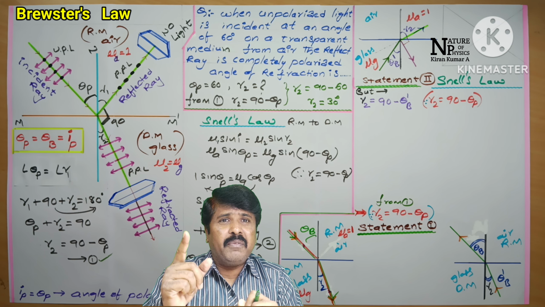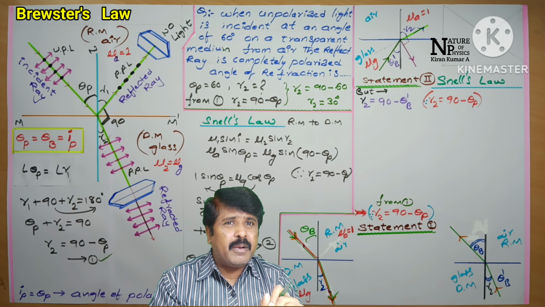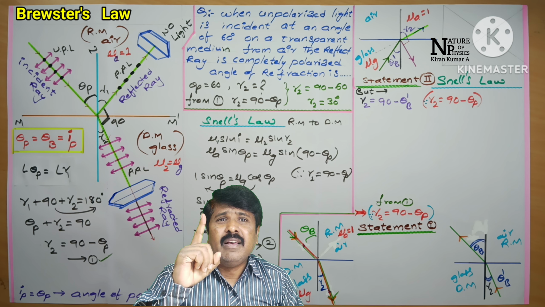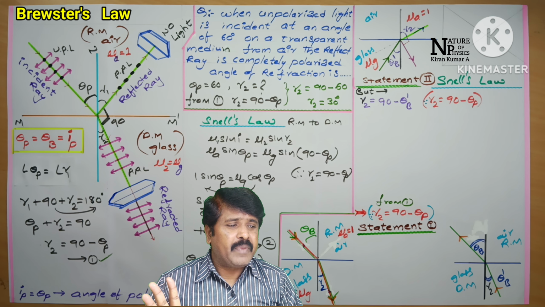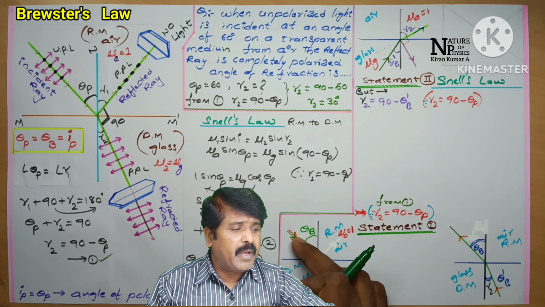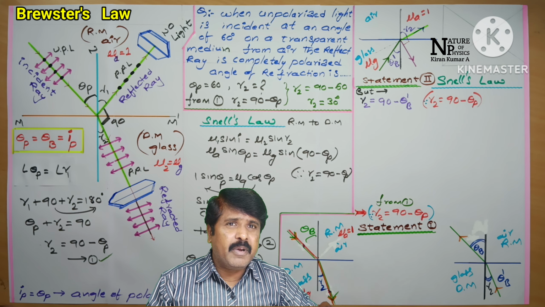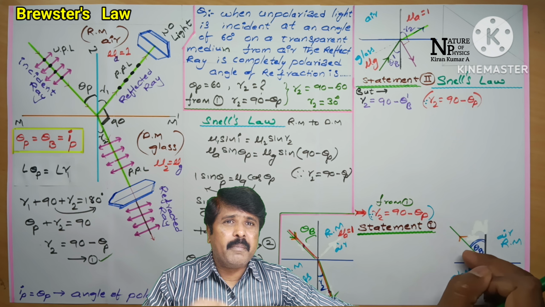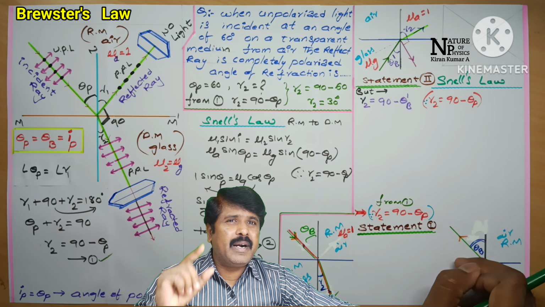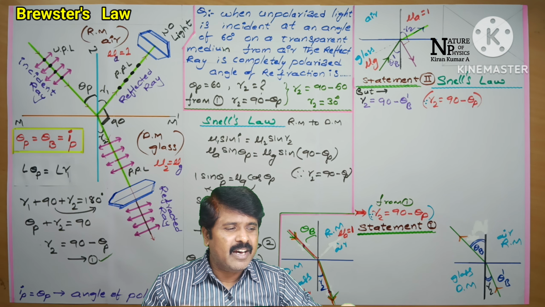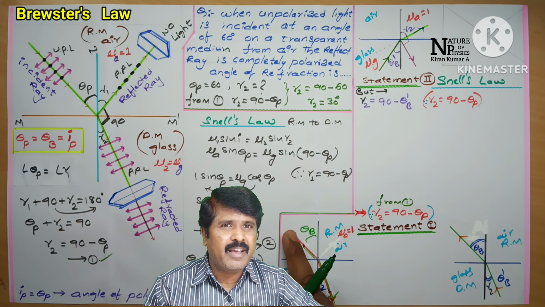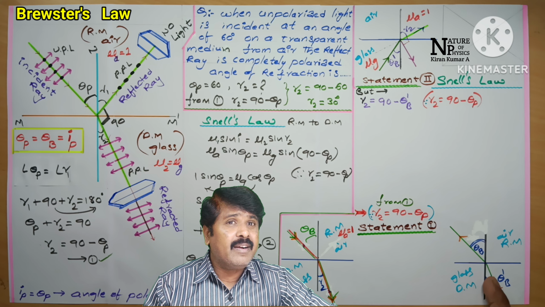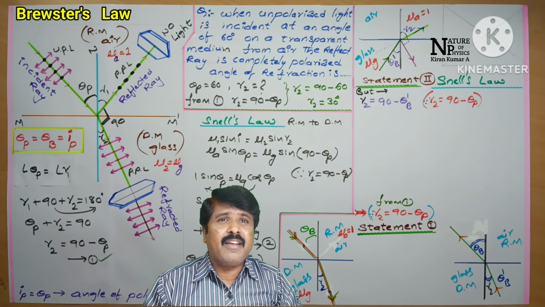When light is traveling from a rarer medium to a denser medium or from a denser medium to a rarer medium, it follows the same path. See student, the path is the same but the direction is different. Here, first one is light from the rarer medium to the denser medium. Second one is light from the denser medium to the rarer medium.